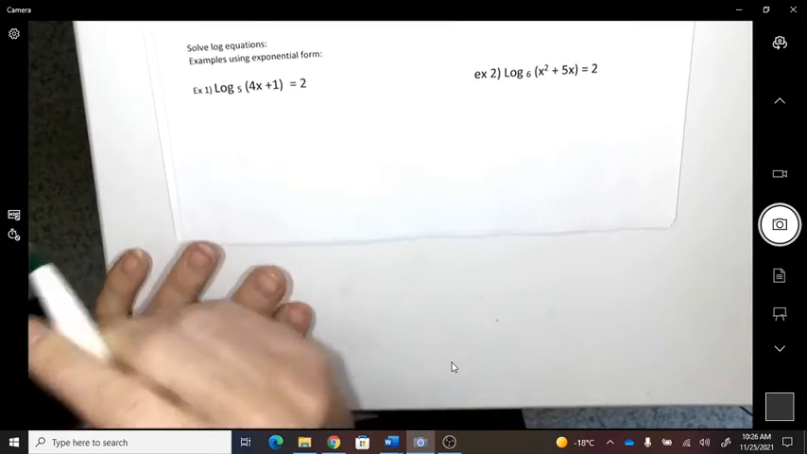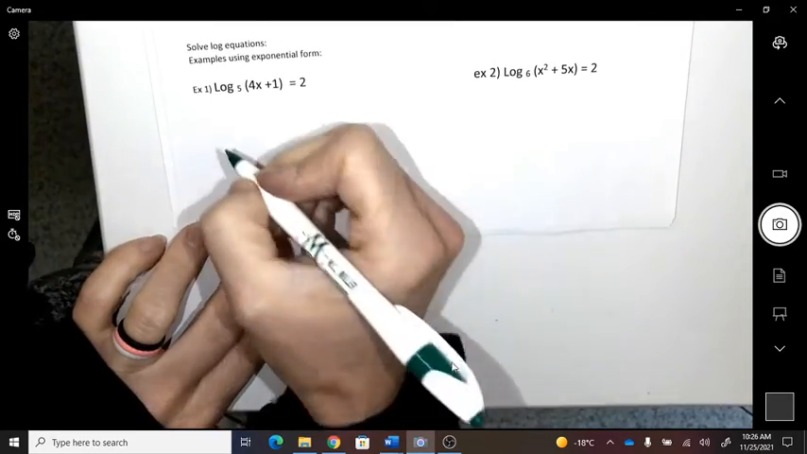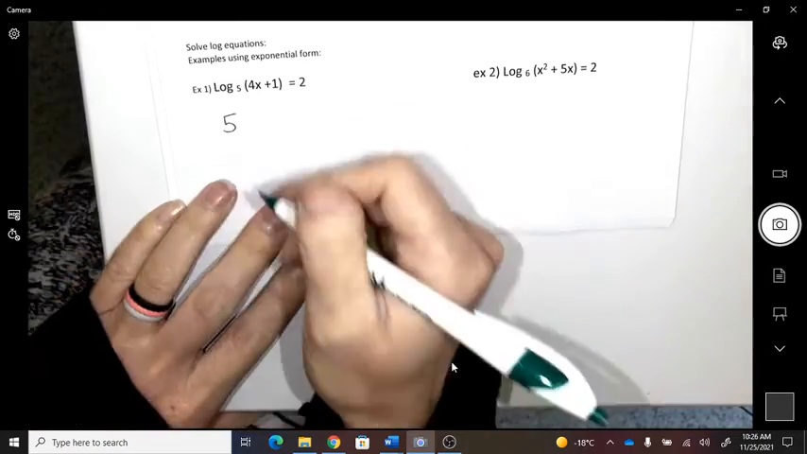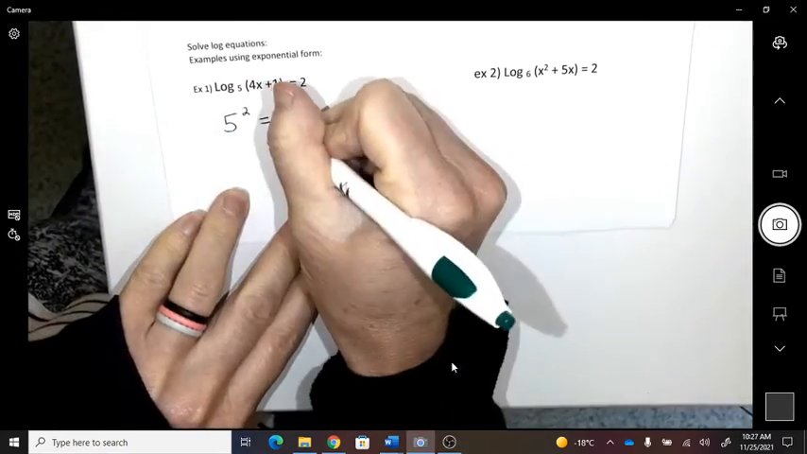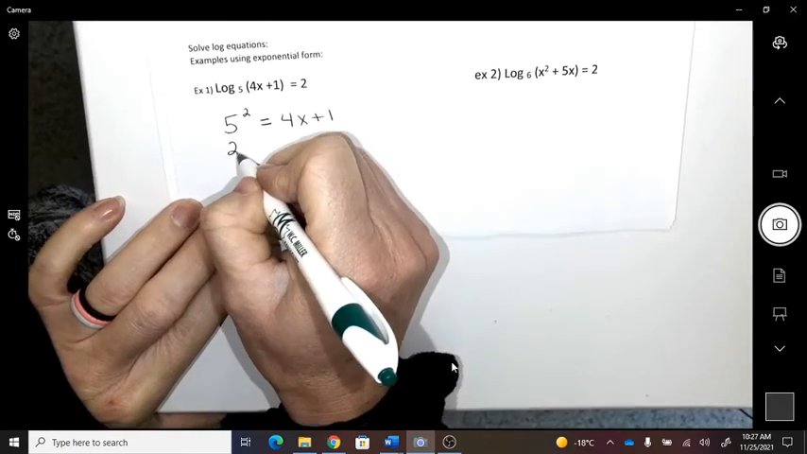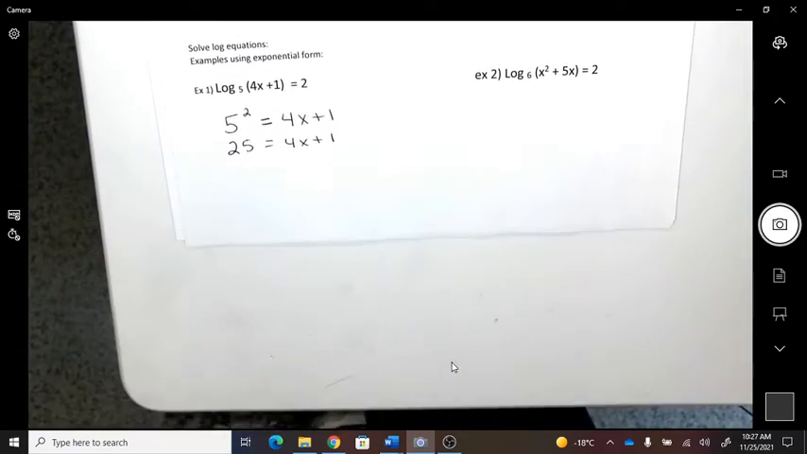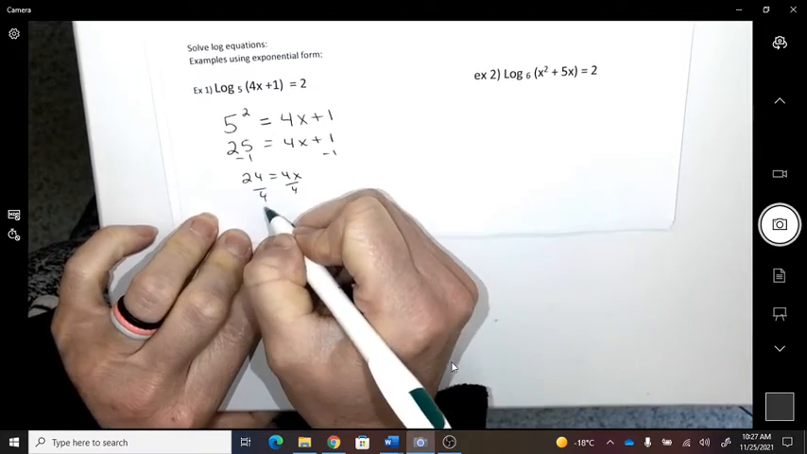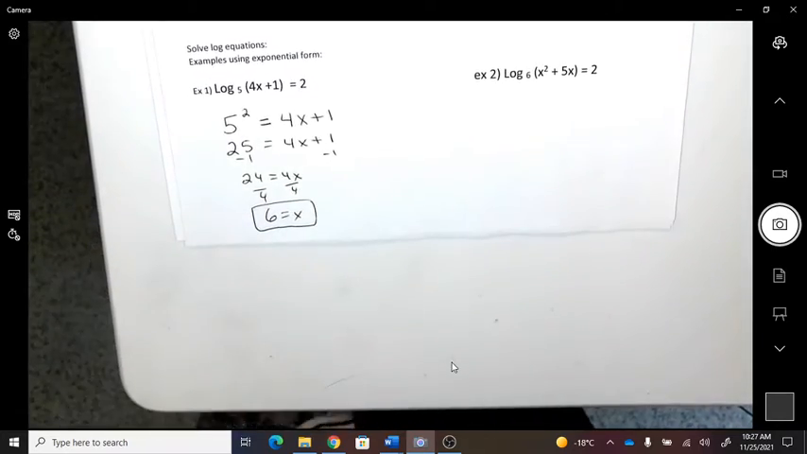Next. Ready? What's the base of this? Base is 5. What's the exponent? 2 equals a result of 4x plus 1. Base, exponent, result. Okay, 25. Now it's algebra time. What are you going to do to get this? Isolate. So isolate using algebra techniques. So minus 1. Divide by 4. X equals 6.